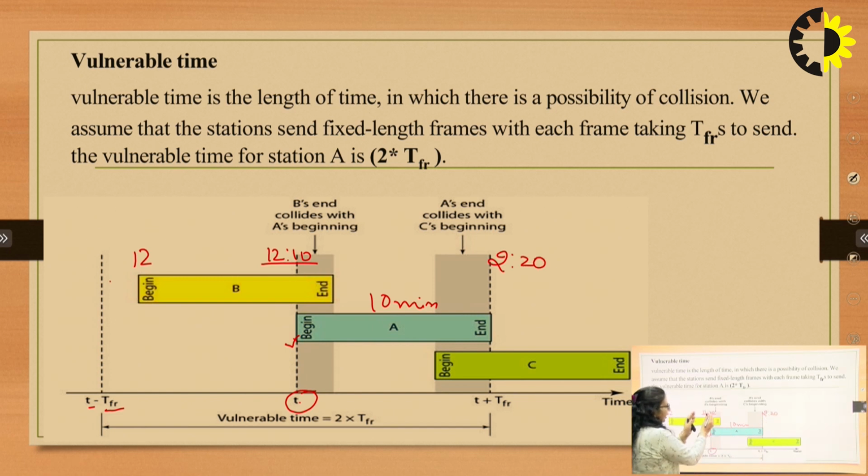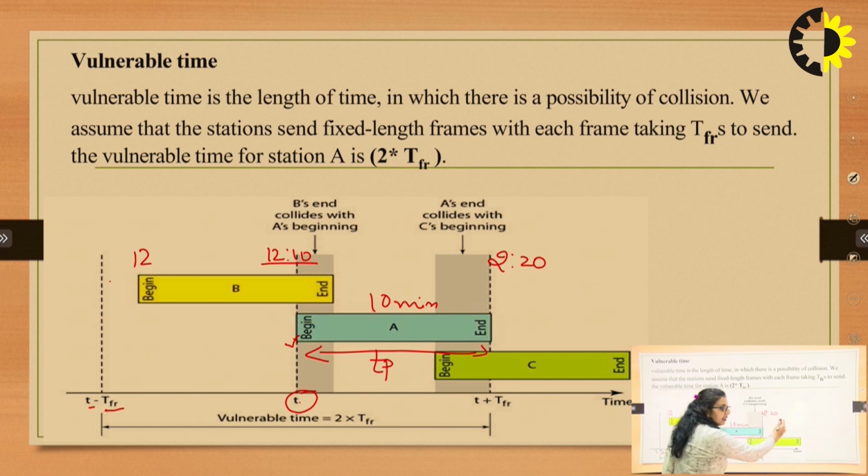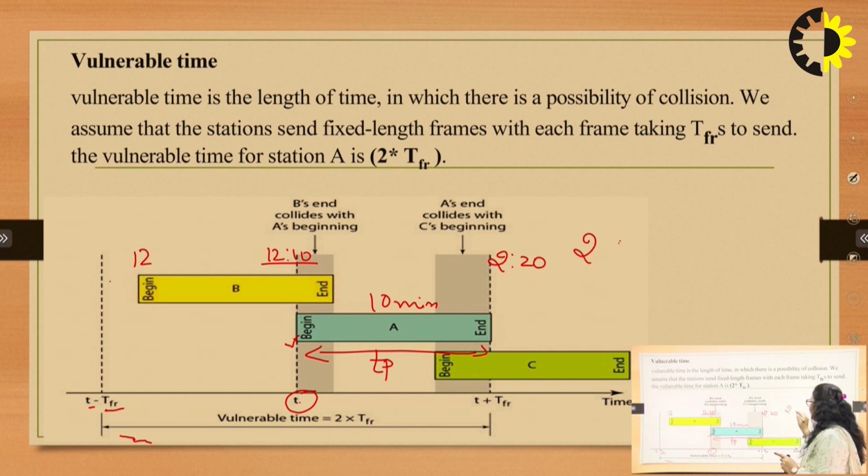It means the time between 2:10 and 2:20 is the safest time. This is the time TP. Before that and after that there should be no transmission, and only then will there be no collision, right? So that is why the vulnerable time is 2 into TP.